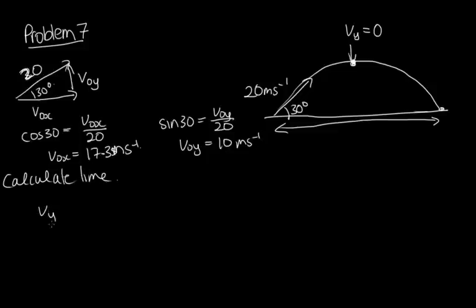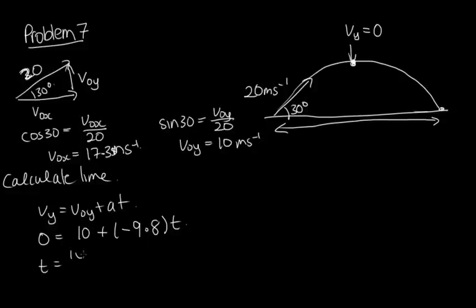we can use Vy is equal to V0y plus at. At this point, it's got 0 vertical velocity. The initial vertical velocity is 10. The acceleration is downward, so we've got a negative sign, 9.8 due to g, times t, and so t is equal to 10 over 9.8, which is equal to 1.02 seconds.